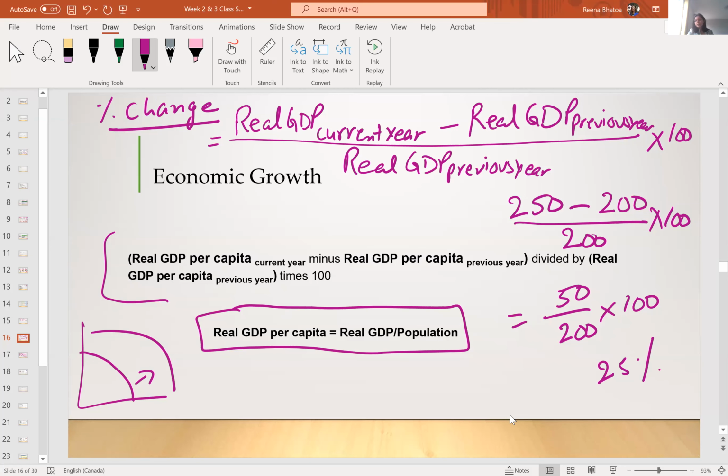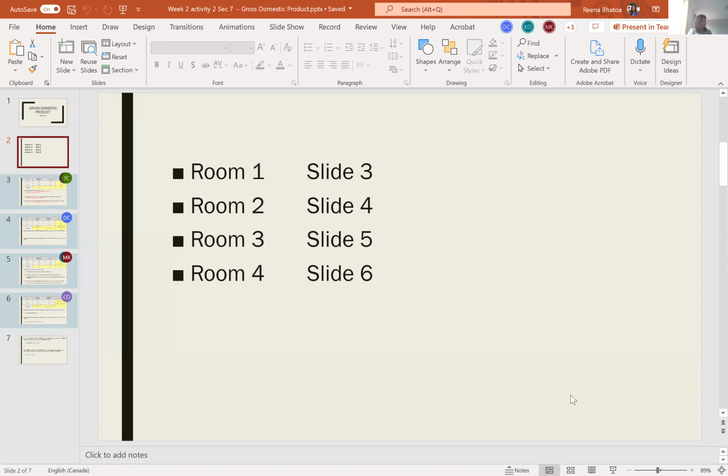So let's quickly look at those answers, discuss the questions, and then we will be done for the day. I turned this slide on for you on screen just to remind you of the formula that you are using for percentage change or for calculation of real GDP per capita or economic growth. Okay. And now I'm changing the screen. We'll put up what you worked on. Okay, here are the slides.